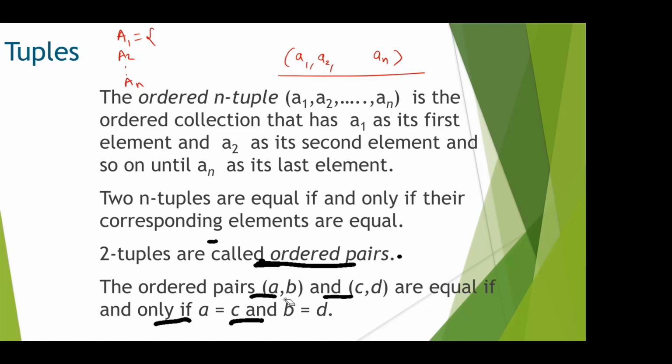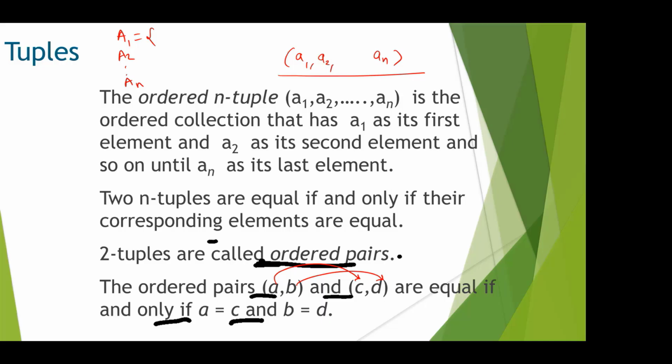So for example, if we say that the ordered pairs are AB and CD, then they both can be equal only if the first element is equal to first element and second element is equal to second element. Now, unlike sets, here the order matters because we want the first element to come from the first set only, so we cannot change the order.